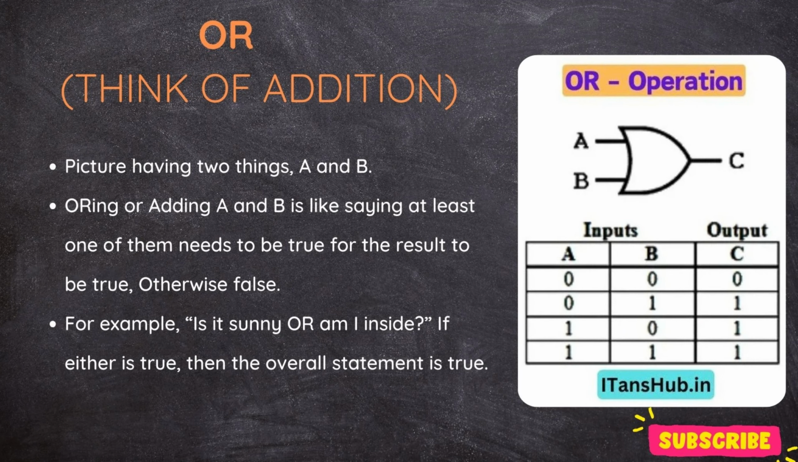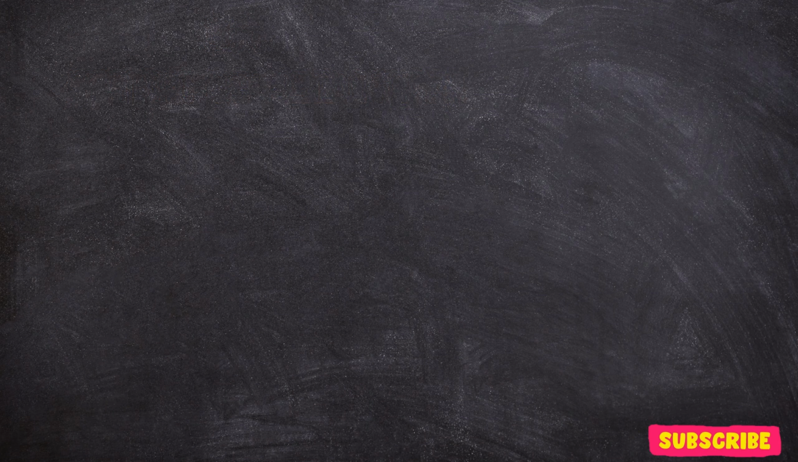OR, think of addition. Picture having two things, A and B. ORing or adding A and B is like saying at least one of them needs to be true for the result to be true, otherwise false. For example, is it sunny or am I inside? If either is true, then the overall statement is true.